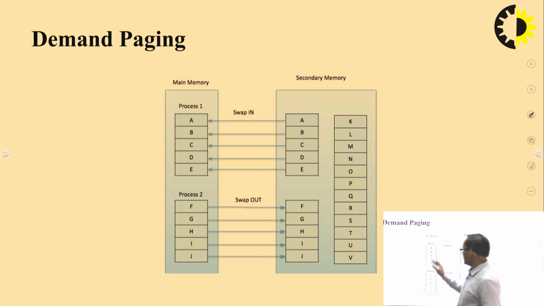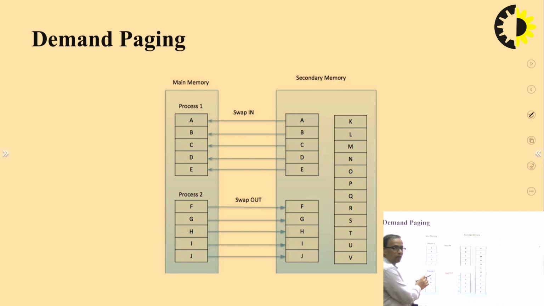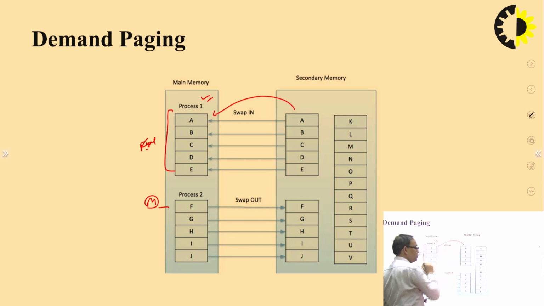Suppose this is our main memory, and two processes are there, process 1 and process 2. Suppose process 2 is executing in the main memory and the main memory is full. Now we have to load, or execute, the process P1. Then what we will do is swap out the pages from main memory to secondary memory and bring the pages of process 1 into the main memory.